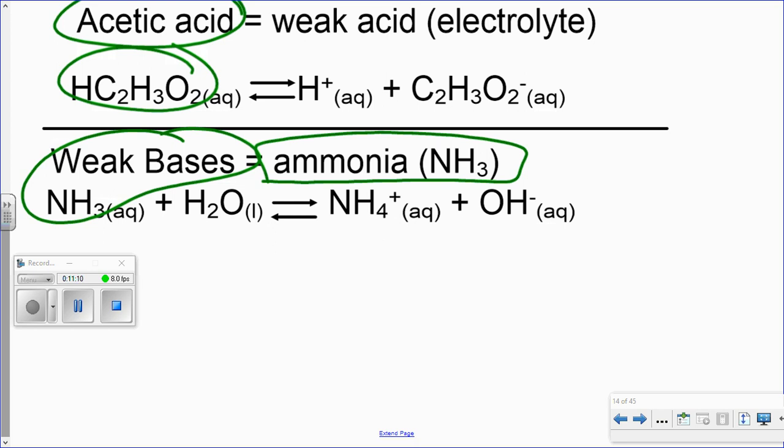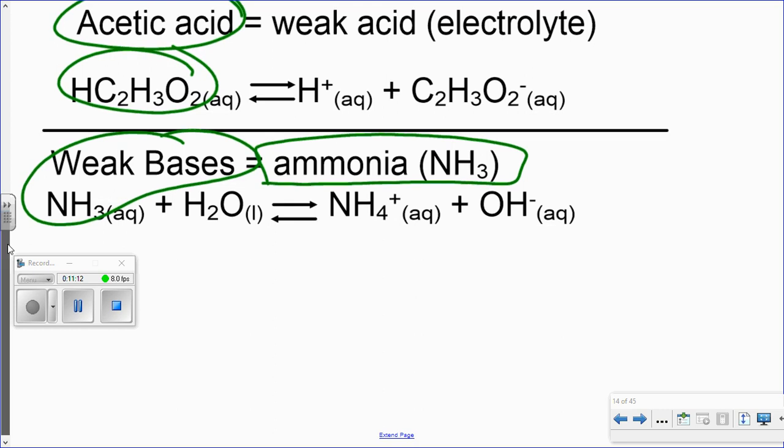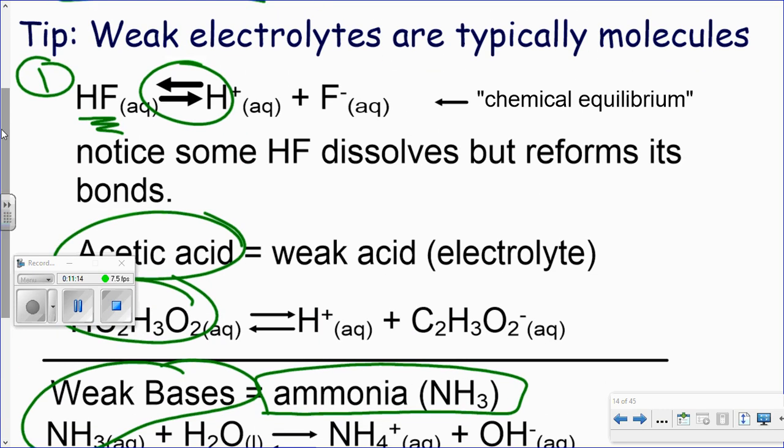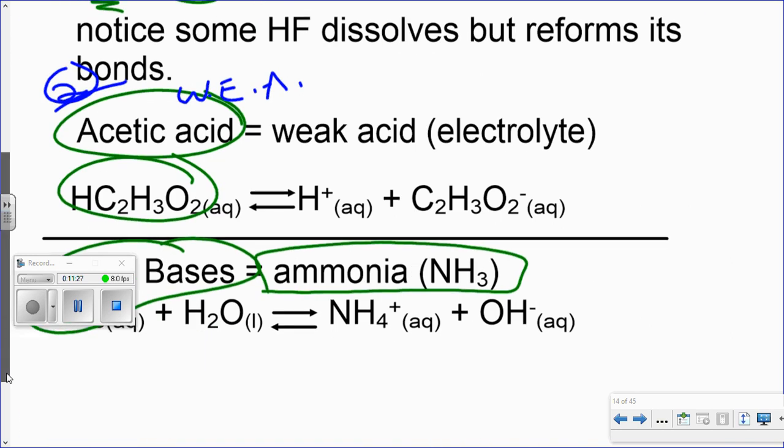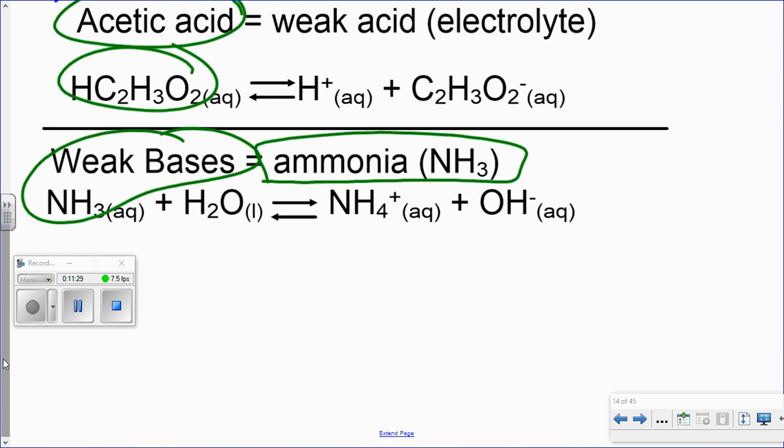Okay, so to recap, 2 weak electrolytic acids, 1 weak electrolytic base. Okay, 3 to know. Those are the only ones I want you to memorize there.